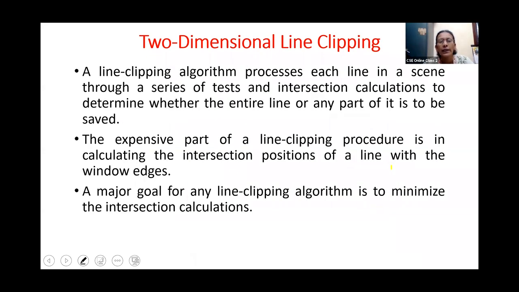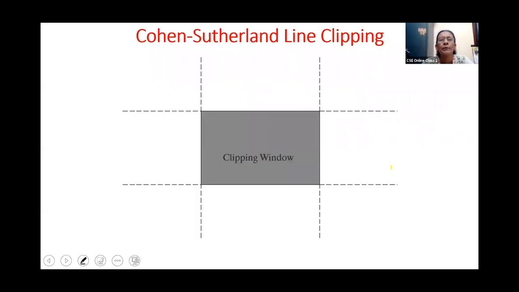We said that the major goal for any line clipping algorithm is to minimize the calculation of the intersection points, because this is the only time consuming process and we want to minimize that. Any algorithm tries to minimize this. We have two main algorithms: the Cohen-Sutherland line clipping algorithm and the Liang-Barsky line clipping algorithm. In your syllabus, you have only the Cohen-Sutherland line clipping algorithm. That is what we are going to see today.